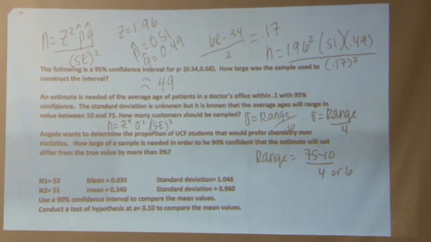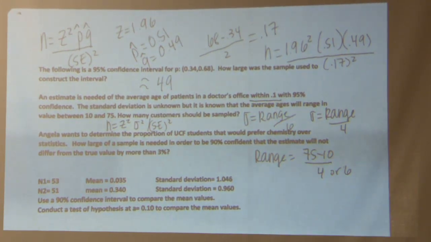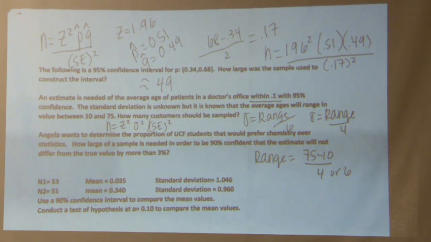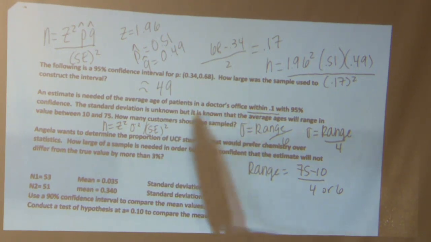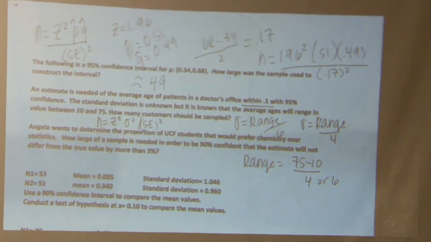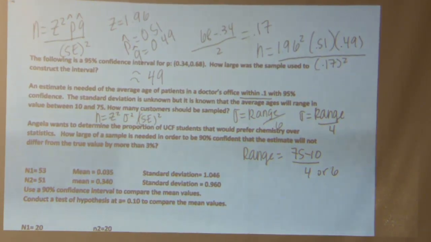Your sampling error can always be found because it's the one where it says within and then that value. It's important that if they're saying within a percentage, like if they said the average age of patients in a doctor's office within 10%, make sure you make that percent into a decimal. Don't put it in your sampling error as 10, put it in as 0.1. And whatever value you get for your n, make sure you round it up to the next number.